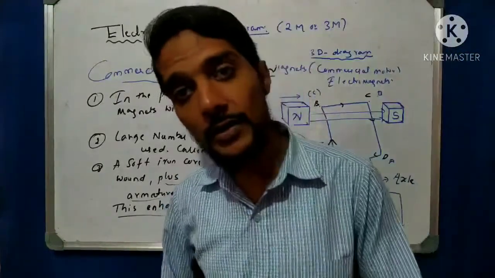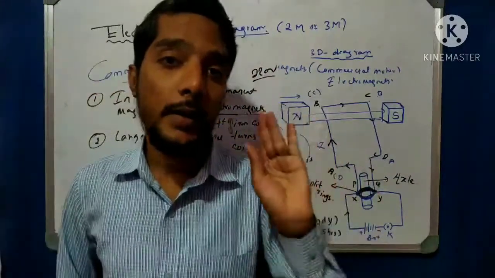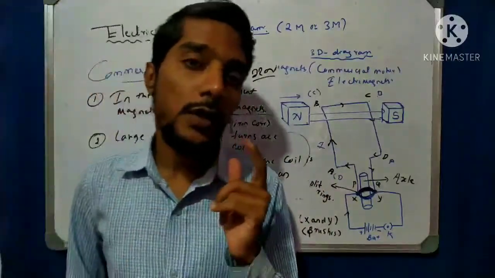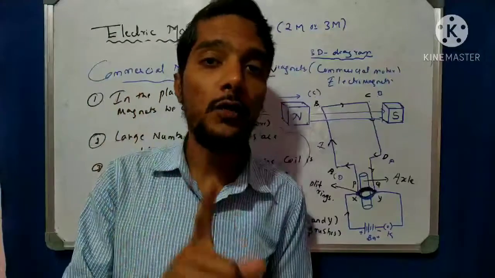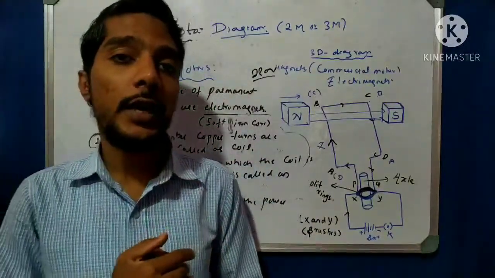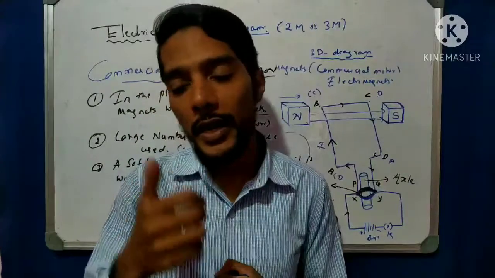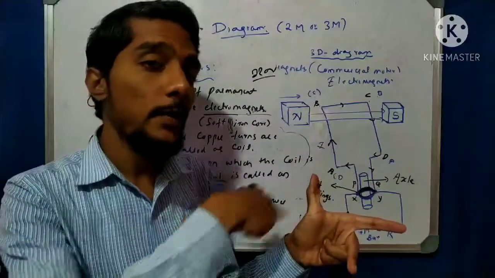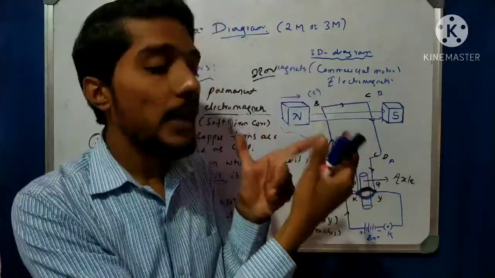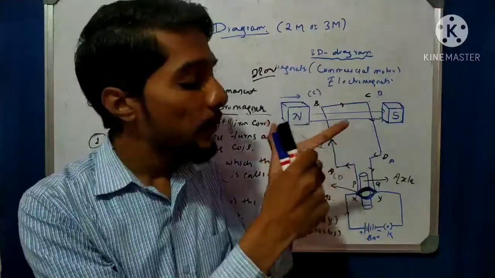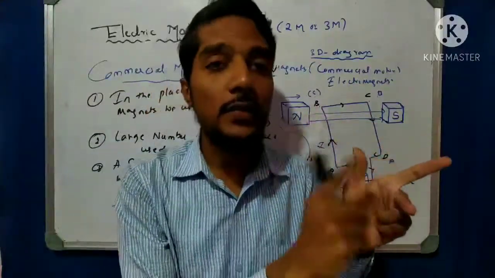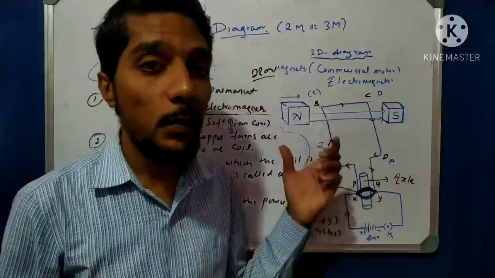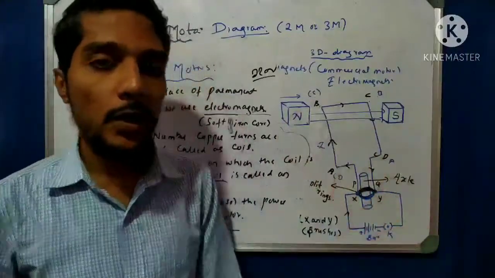So students, in today's class we learned about the definition, the principle, the 2D and 3D diagram, the working and the commercial use of electric motors. We also learned how to find the direction of motion of a conductor, a coil, an armature, using Fleming's left hand rule. The thumb indicates the motion of the conductor ABCD, the index finger indicates the direction of the magnetic field, and the middle finger indicates the direction of the electric current. So Fleming's left hand rule is used to find the direction of motion of the conductor in the electric motor. That is very important.